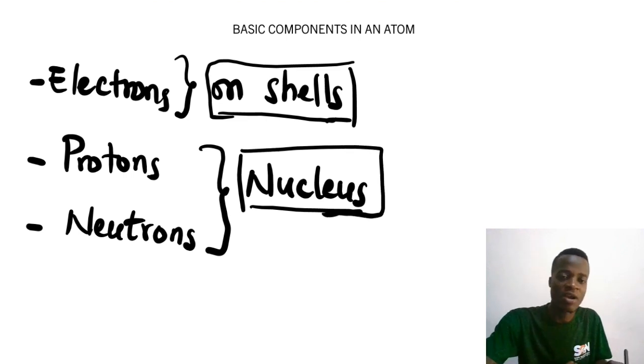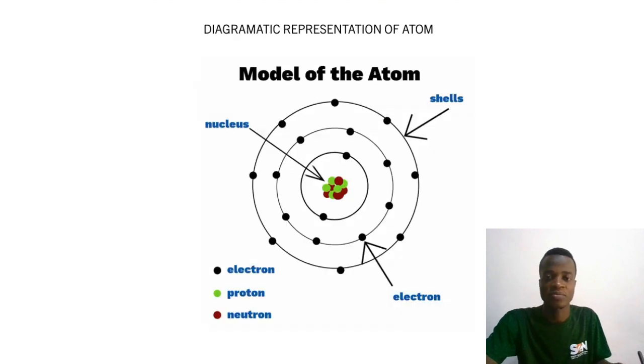Okay, now let's go to the diagram representation of the atom. So this is a simple model of the atom, generally of every atom. This is a general structure that we have, right? So you can see the labels. The shells are these circle things here, and the nucleus is what we have in the middle here. So the nucleus is at the center of the atom. At the center, that's where we get the nucleus.